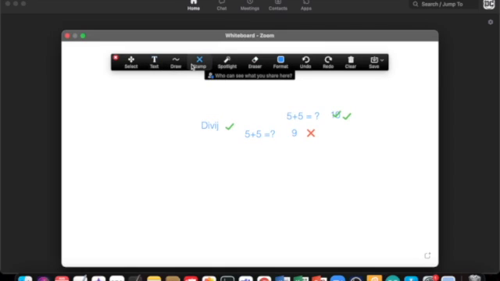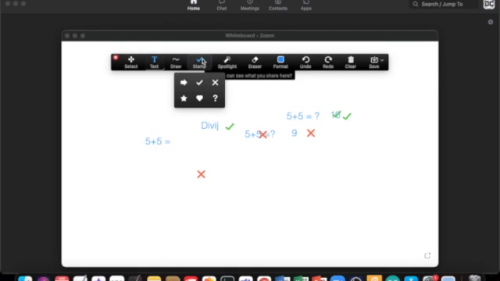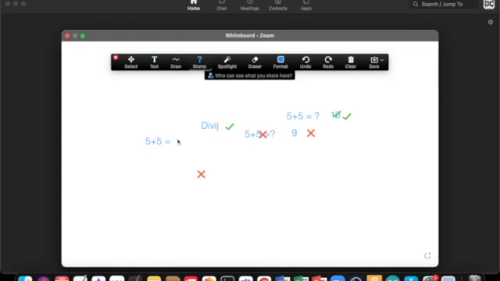Or instead of writing a question mark, write 5 plus 5 equals to. Instead of writing a question mark here, you can just simply go and stamp and use the question mark stamp so that you get a clear look.